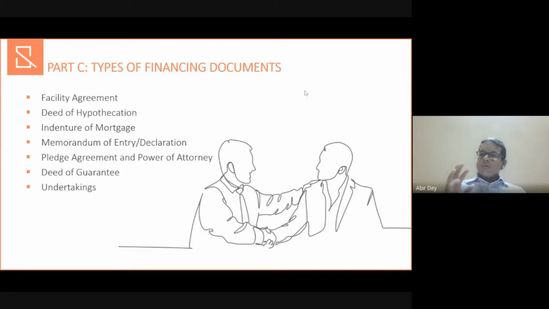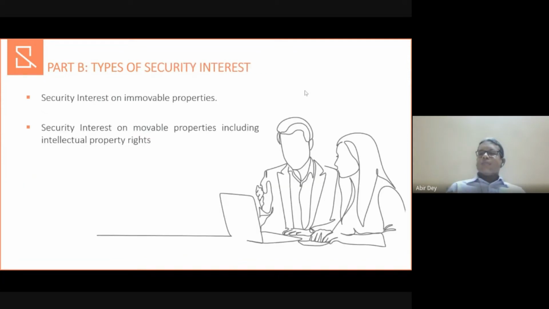This is typically called a floating charge. That means today, suppose you have done a hypothecation of your movable assets. Movable assets keep on increasing or decreasing. But at the time of enforcement, whatever movable assets you would have in your possession, the bank would basically convert that floating charge into a fixed charge and take over the asset. So these concepts are called floating charge and fixed charge. Remember this.